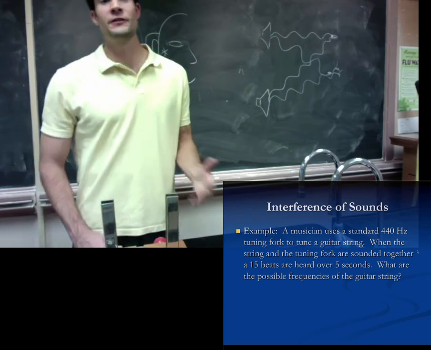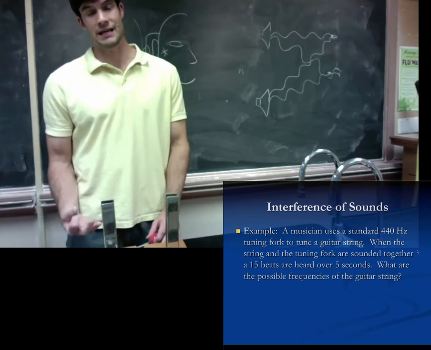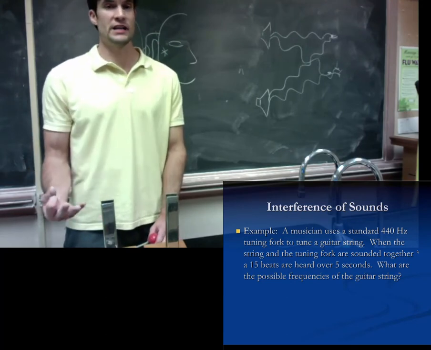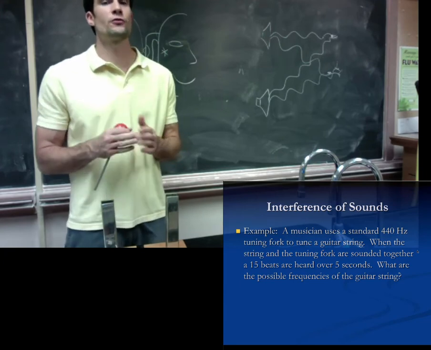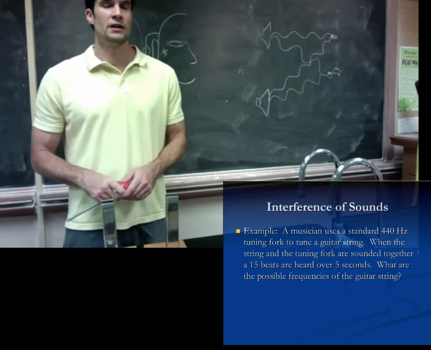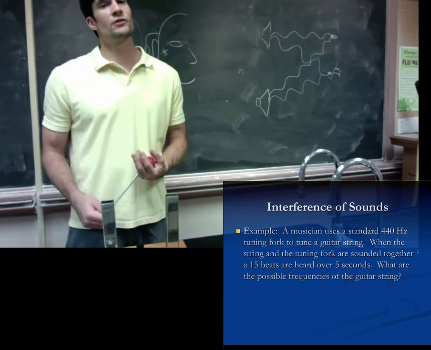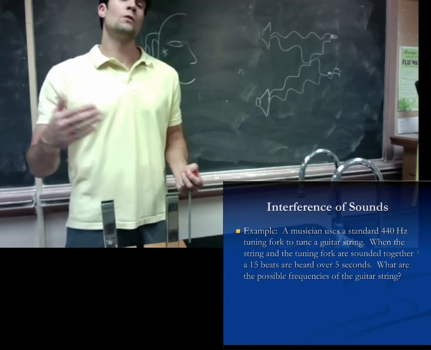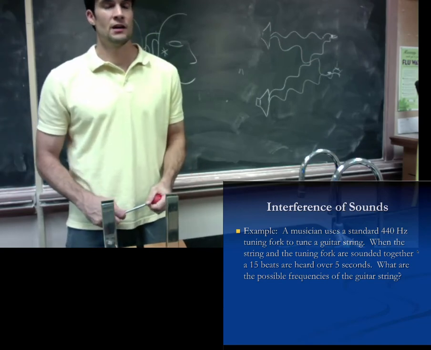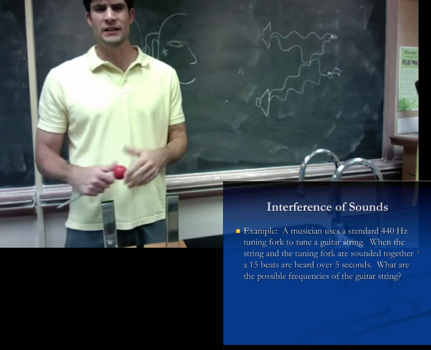This is easy. If you hear 15 beats over 5 seconds, that means you're hearing 3 beats per second. So the beat frequency is 3. That means that the two sounds that you're hearing together are 3 hertz apart. So you know that the tuning fork is producing 440 hertz. That means that the guitar string could be producing either 443 or 437 hertz. Those are the two possible answers. There's no way to know really which one just by listening to the beats.